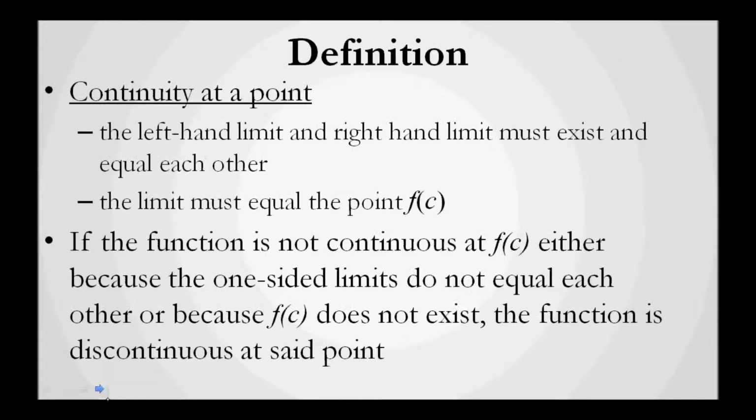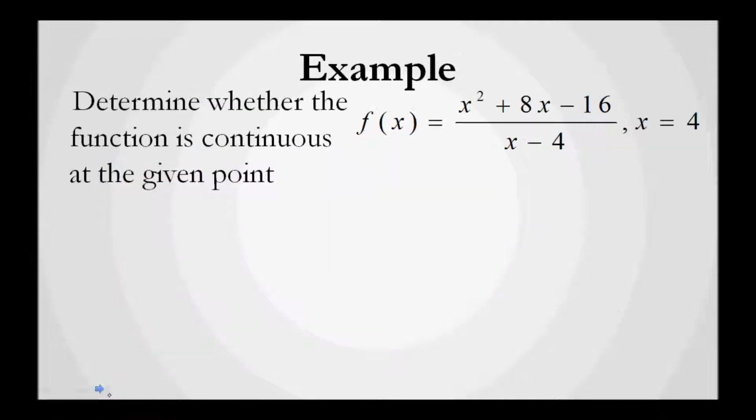Continuity at a point only exists if several conditions are met. The left-hand limit and the right-hand limit must exist and equal each other. Additionally, the limit must equal the point f of c. If the function is not continuous at f of c, either because the one-sided limits do not equal each other, or because f of c does not exist, the function is said to be discontinuous at this point.